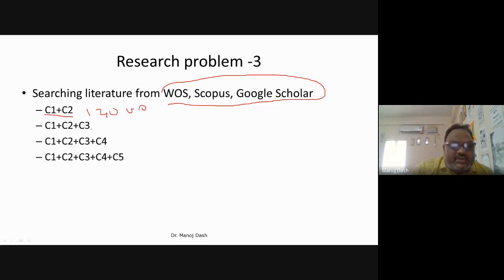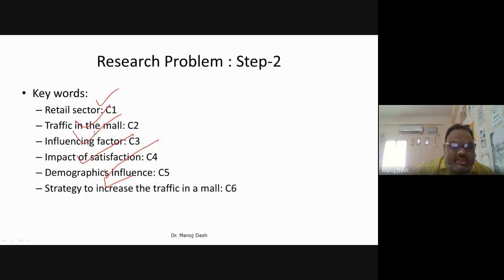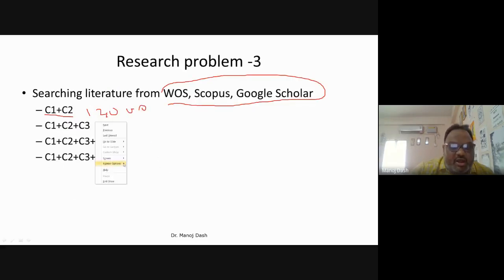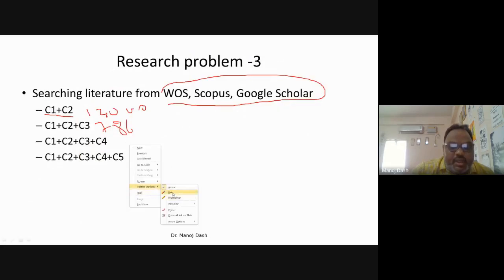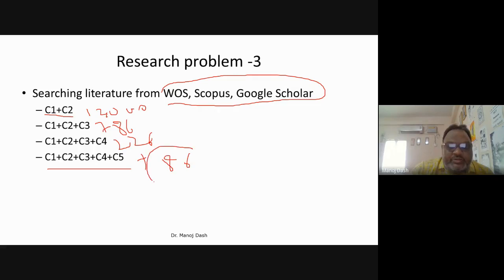When I use the third, C3, that is influencing factor, I got 786 papers. When I use the fourth one, that is impact analysis, I got 226 papers. When I use all the keywords, I got 86 papers. Now the question arises: can I go for the research area or not? Because there are only 86 papers already there.